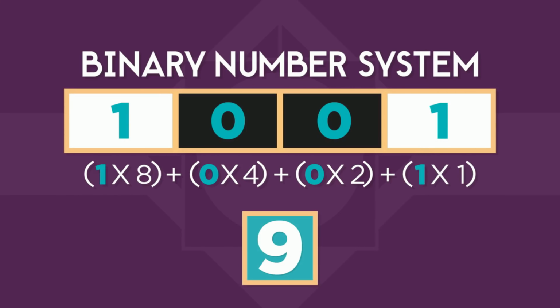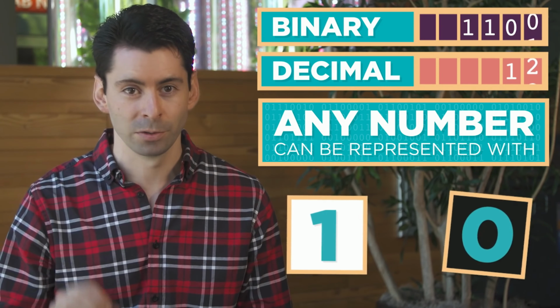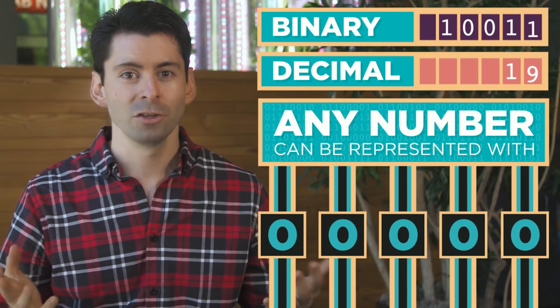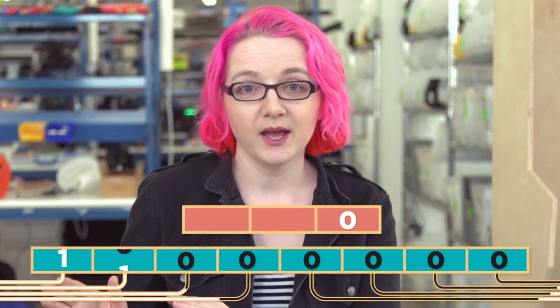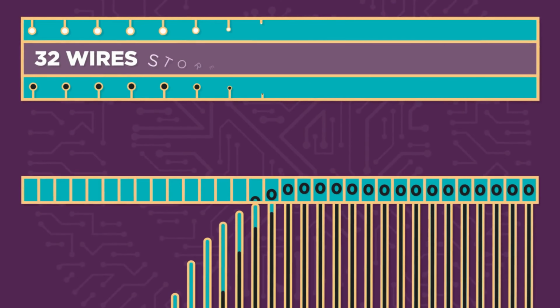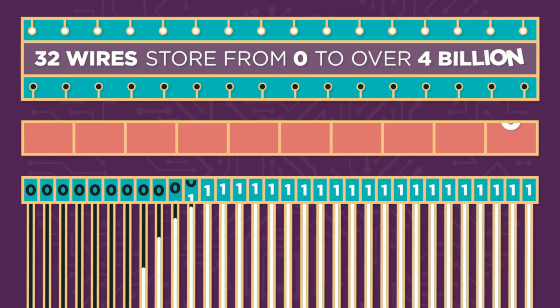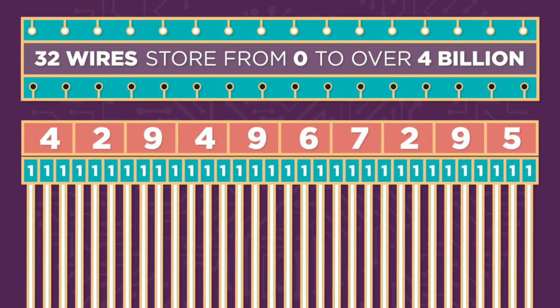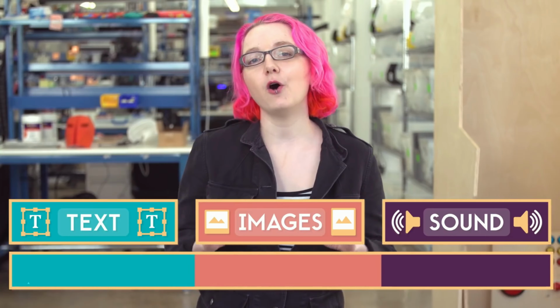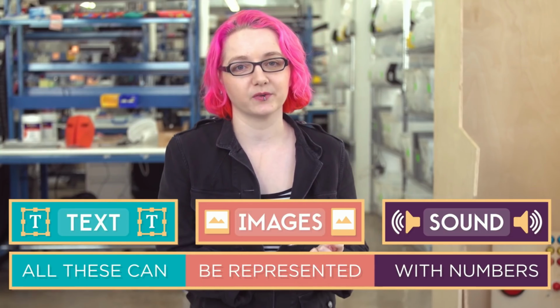What's important is that any number can be represented with only ones and zeros, or by a bunch of wires that are on or off. The more wires you use, the larger the numbers you can store. With 8 wires, you can store numbers between 0 and 255. That's 8 ones. With just 32 wires, you can store all the way from 0 to over 4 billion. Using the binary number system, you can represent any number you like. But what about other types of information, like text, images, or sound? It turns out that all these things can also be represented with numbers.